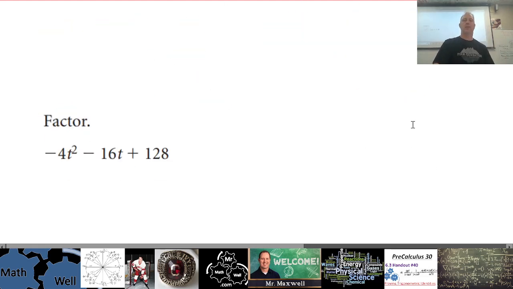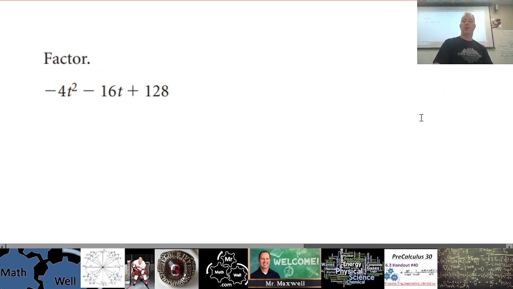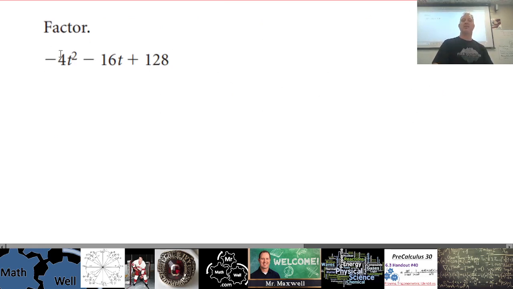This is great. Okay, try this one on your own. It's got a negative in front, which is a little bit different. So try this on your own and see what you can do with this one. Okay, it's going to be a little bit tricky, but I want to see if you can figure out what to do with this negative sign here. Okay, go ahead.